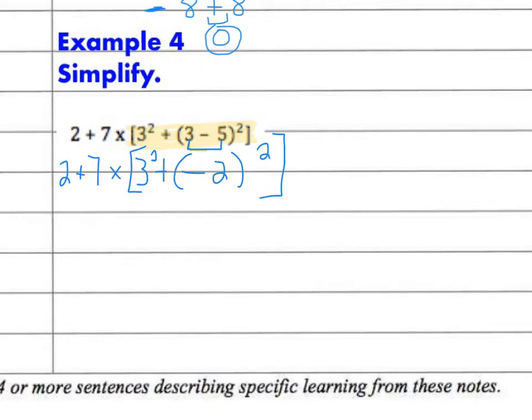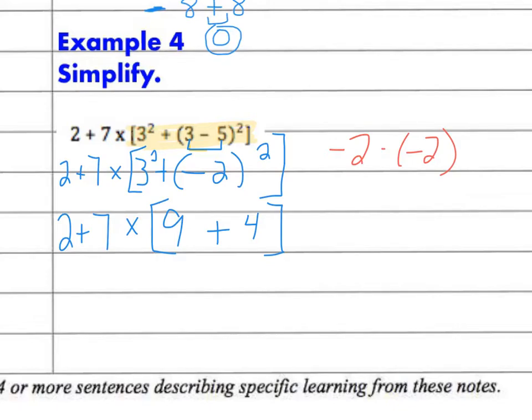So we have 3 to the second power would be 3 multiplied by 3, which is 9, plus, now I have negative 2 to the second power. So what I need to think about is that's really negative 2 multiplied by negative 2. So the negatives would cancel, and 2 multiplied by 2 is 4. So that's 9 plus 4 now, and that all is still inside the bracket. And outside the bracket, I still have 2 plus 7 multiplied by the quantity of 9 plus 4.